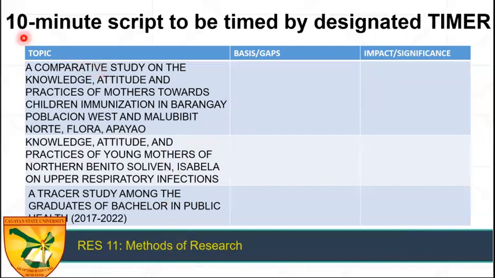So next, what you need to prepare is a 10-minute script to be timed by the designated timer. So first group, for example, can only present for 10 minutes. That's already presenting 3 working research titles with its basis or gaps and impact or significance. Ganun lang kabilis. And after that will be a 10-minute deliberation of your research panel. So they will be deliberating what topic they would like you to work on for your chapter 1.